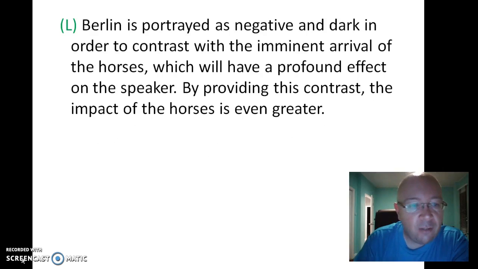And then finally, there's a link back to the actual question. I sum up what I've said here. Berlin is negative and dark, and the writer does this because he wants to contrast with the arrival of the horses, which is going to be important, and it's going to have a big effect on the speaker, and that's really what the question is asking. And it just explains the technical side of this contrast: it ensures that the sight of the horses and the impact of the horses is even greater because it's set against a very bland setting.